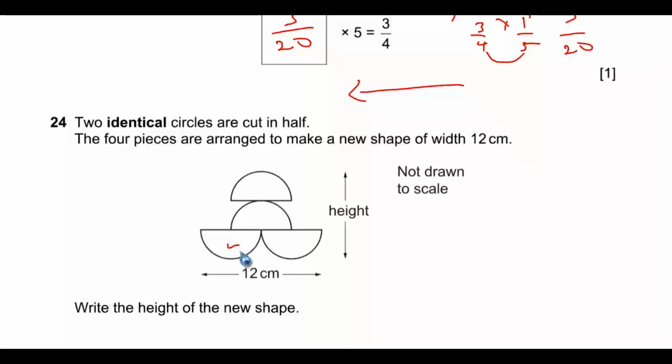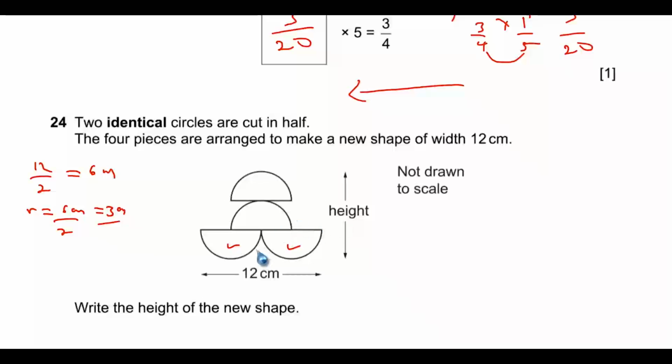This is a semicircle and this is another semicircle. So we have 2, and the length is 12 centimeters. From this, I can get the diameter of a semicircle. So the diameter of a semicircle will be 12 over 2, and that will be 6 centimeters. So from there, the radius of a semicircle will be 6 centimeters divided by 2. That will be 3 centimeters.